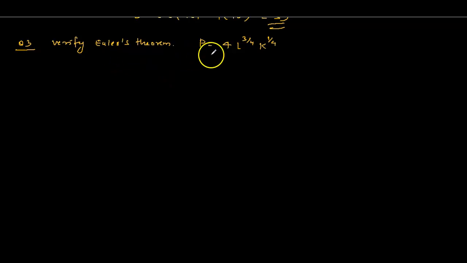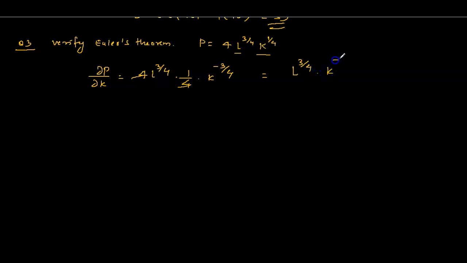So the next question is going to verify this one here. Verify the Euler theorem. So we have two variables here, K and L. First we'll differentiate this with respect to K. So we write 4 constant here, L to the power of 3 by 4 is also constant. This one is 1 by 4 times K to the power of 1 by 4 minus 1, which is minus 3 by 4. This 4 will cancel here. We write L to the power of 3 by 4 into K to the power of minus 3 by 4.